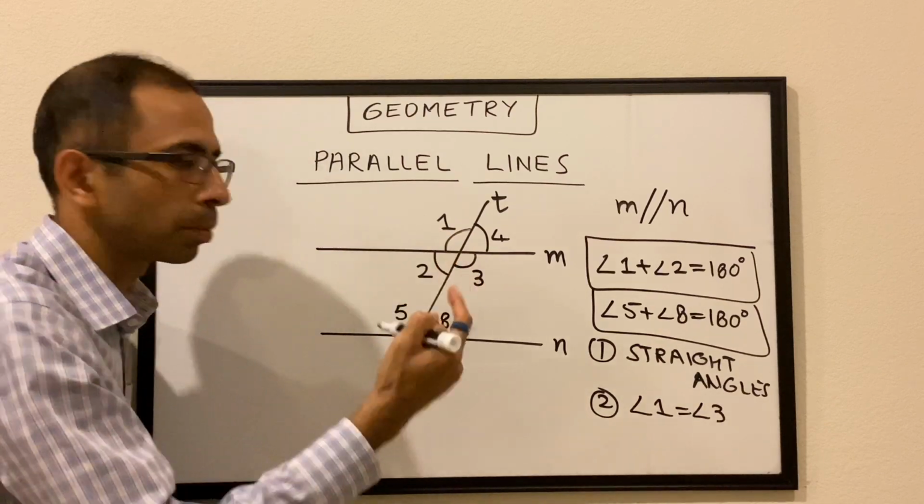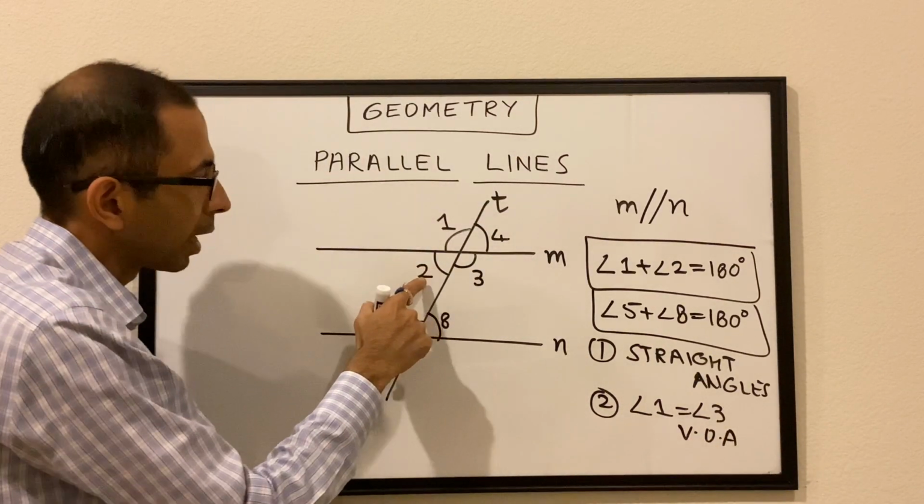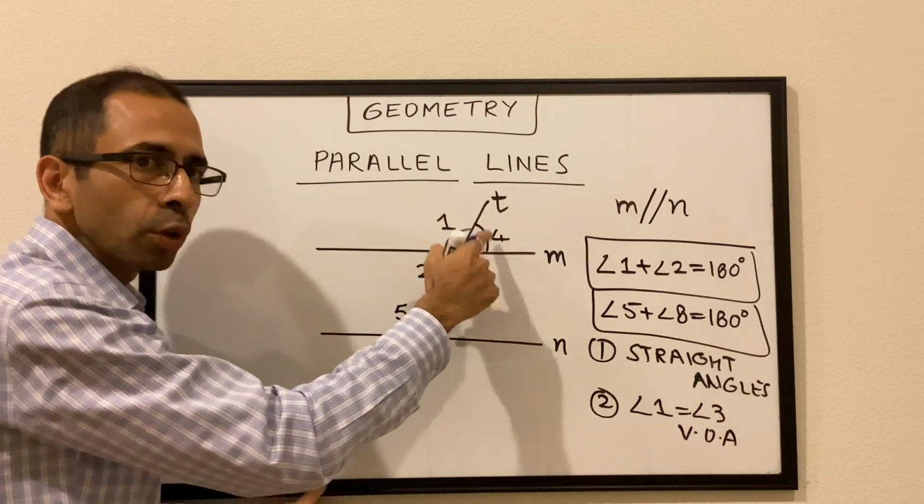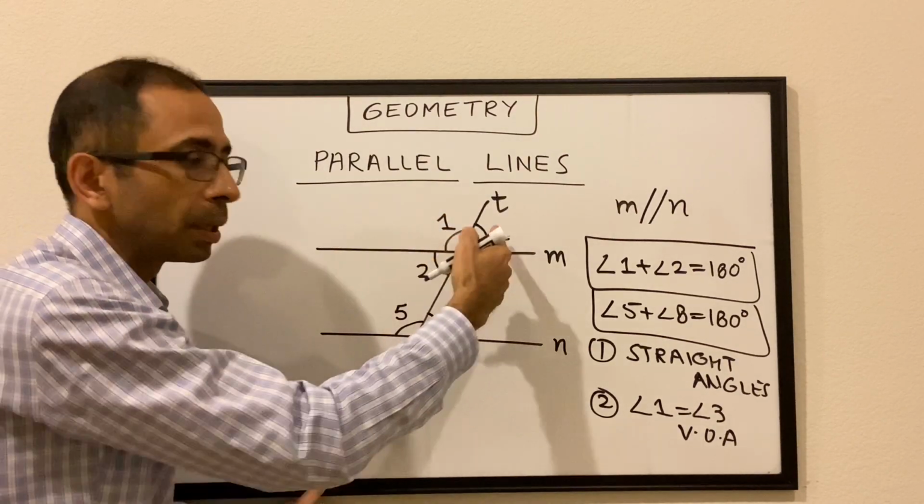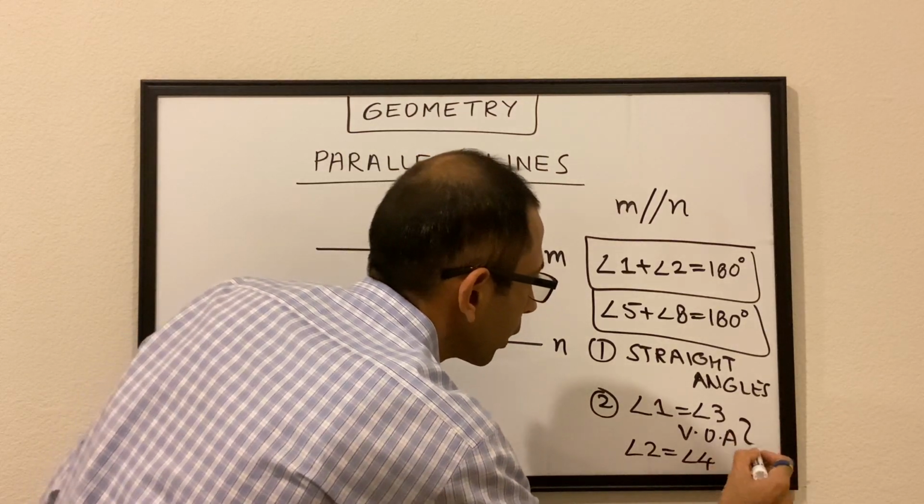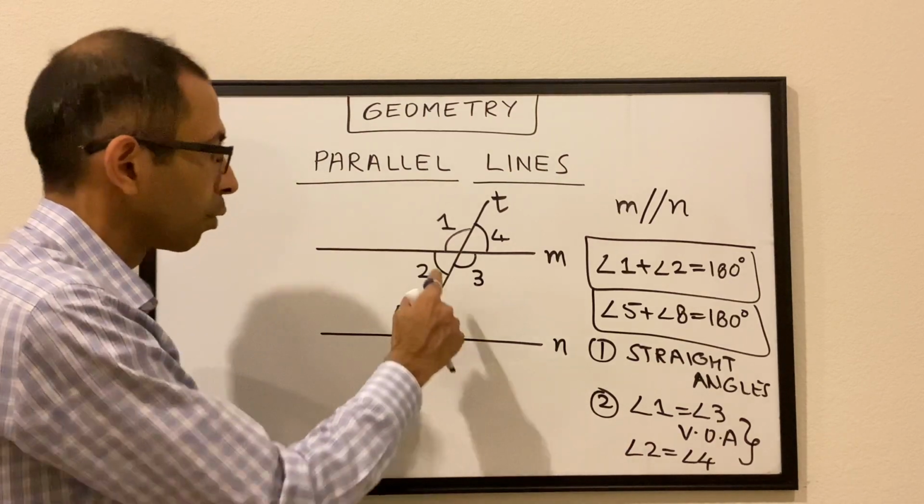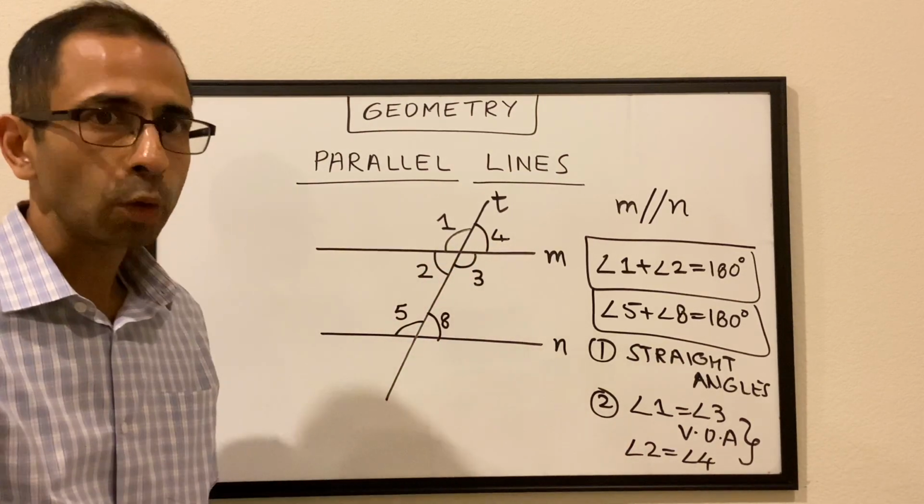They are vertically opposite angles. Similarly, angle 2 and angle 4 are vertically opposite angles, hence they will be equal. Angle 2 is equal to angle 4, right? So this is the second type of angles which we need to know. Vertically opposite angles, and they are equal to each other.